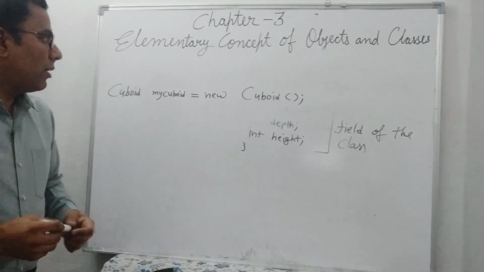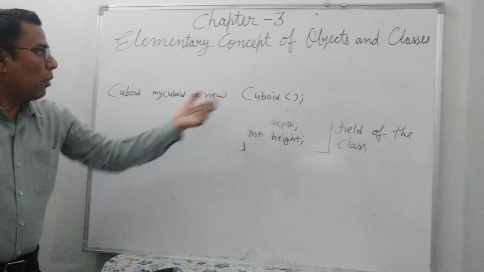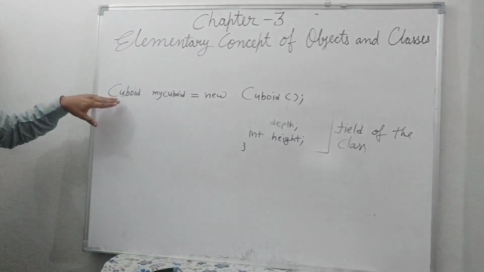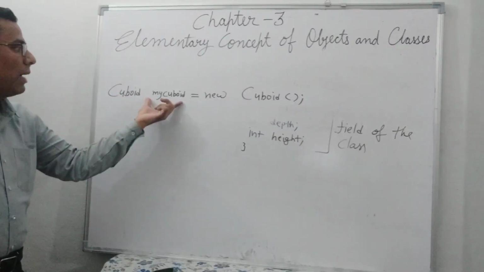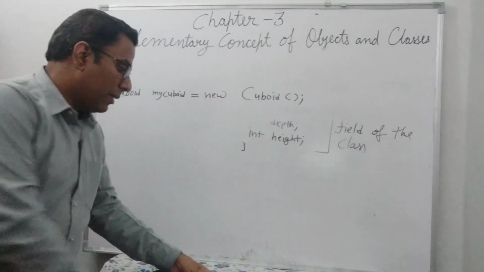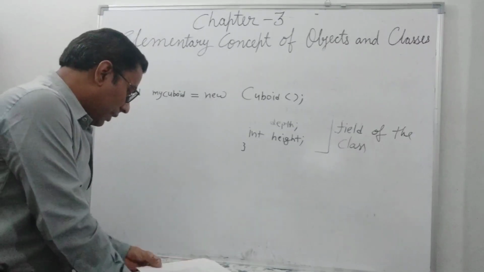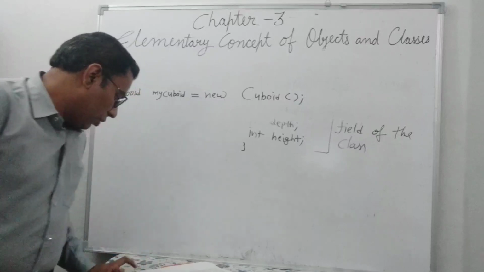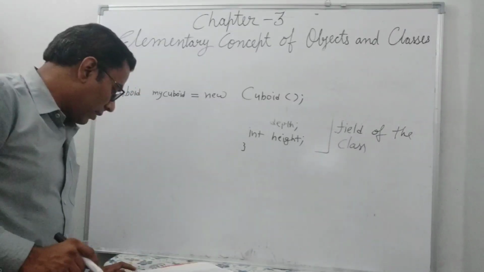When you want to create an object of the Cuboid class, you have to write this statement. The class name is Cuboid, then the variable myCuboid equal to the new keyword and then Cuboid. The new keyword is used to allocate memory space for an object.